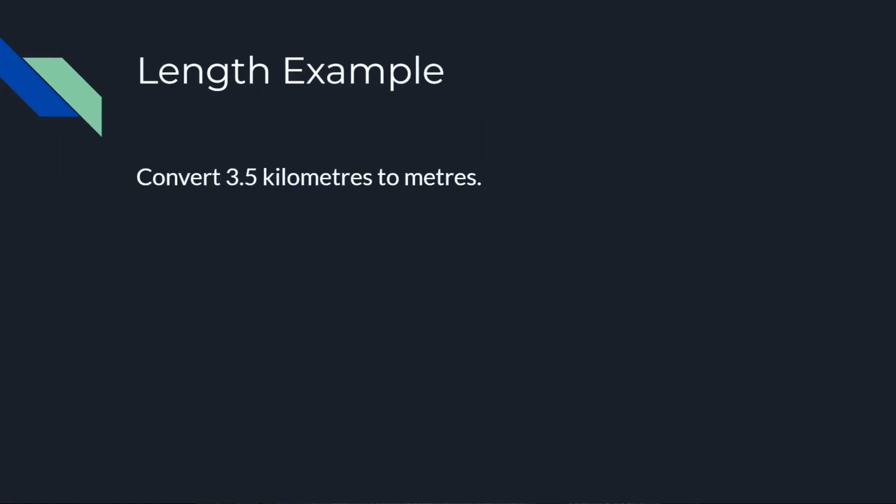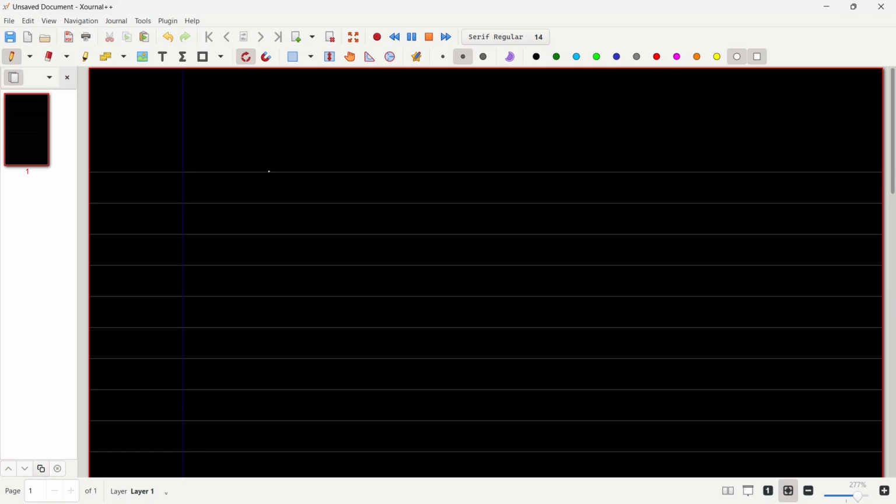Now, let us look at a few examples. We will use our method of convenient 1 to do all the conversions. The first question requires us to convert 3.5 kilometers to meters. First, we have to know the equivalence for the meter. We know that 1000 meters is equal to 1 kilometer. I am required to convert 3.5 kilometers.